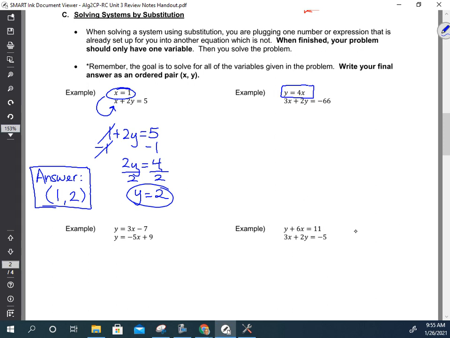So y equals 4x. Since y is equal to 4x, you're going to take 4x and plug it in for y.